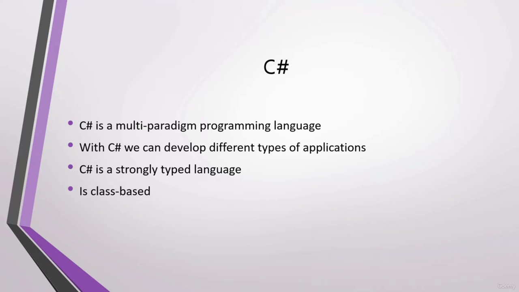As far as the functional paradigm is concerned, C# allows us to work with first-class functions. When we talk about first-class functions, we mean that we can perform operations such as passing functions as parameters to other functions, returning functions as a result of other functions, assigning a function to a variable, and even being able to work with anonymous functions.